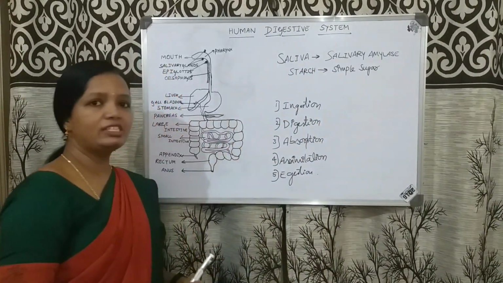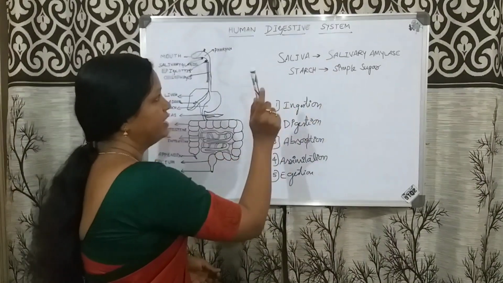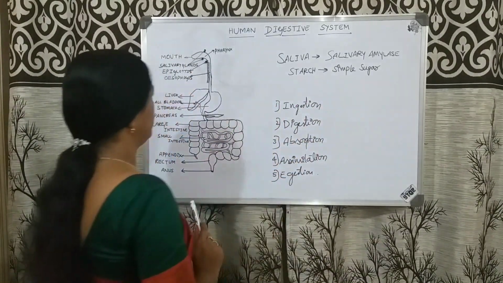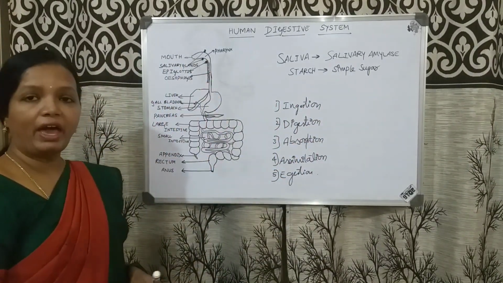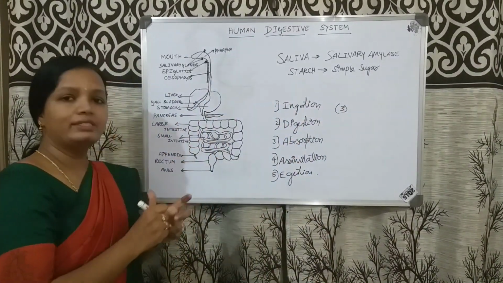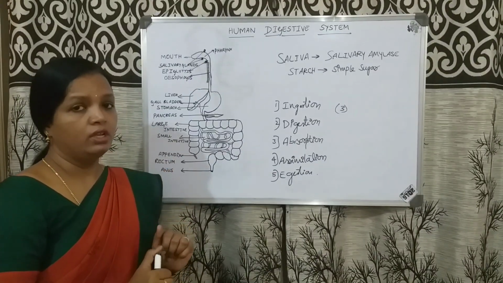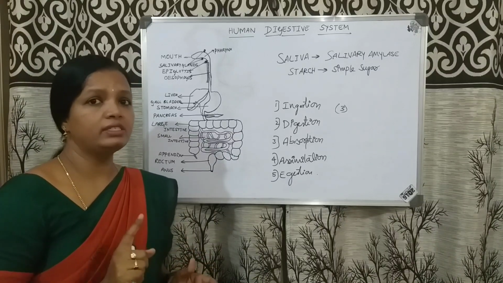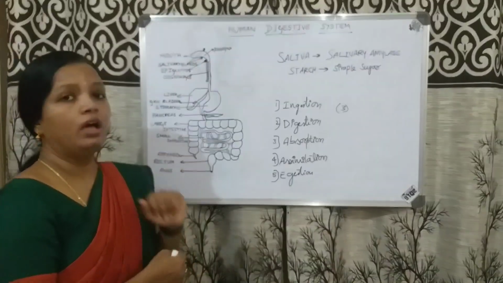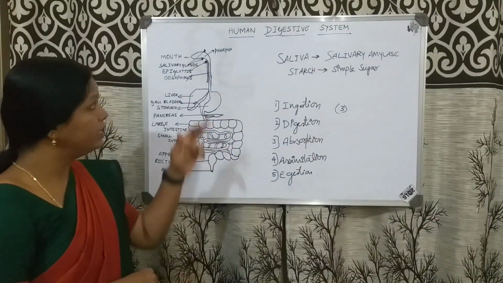Saliva has a biological catalyst called salivary amylase, an enzyme which helps in the breaking down of the polysaccharide starch into simple sugar. Next is the pharynx. The pharynx has three divisions: the nasal pharynx, the laryngopharynx, and the oral pharynx. The laryngeal pharynx and the nasal pharynx provide airways for respiration, whereas the oral pharynx helps in both respiration and digestion.